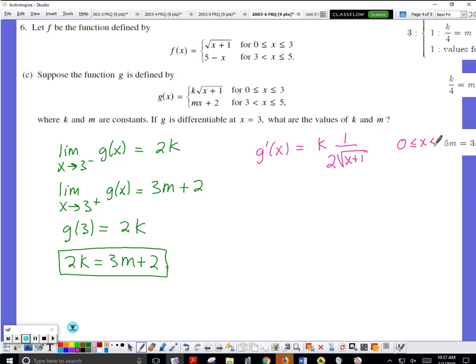Although it may not include 3. So I don't include that yet. This derivative is just m. So that'll be for 3 all the way to 5.